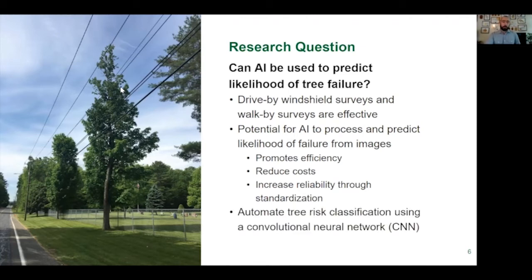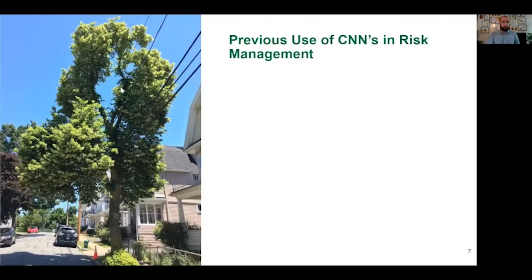So we took the approach to automate tree risk classification using a convolutional neural network. That's the type of artificial intelligence we use today. And Nasko will give us some more background on the specifics of that in a little bit. CNNs have been used in risk management before. Specifically, it's been applied to earthquakes and analyzing building structural health.